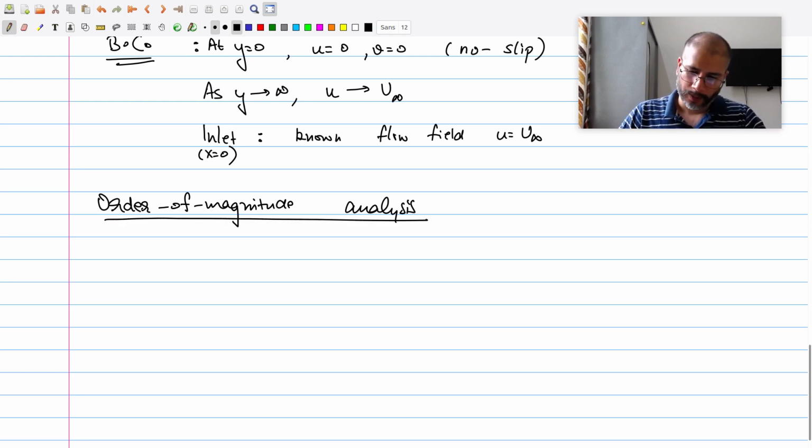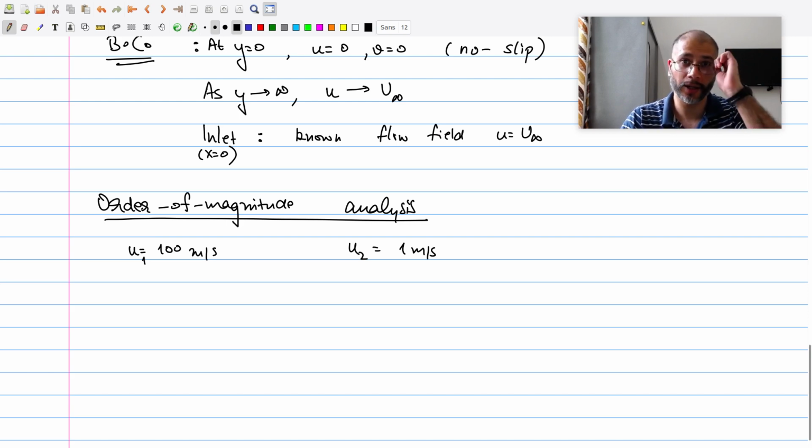Right. So before we start this discussion, let's understand what is the meaning of order of magnitude. For example, if we say that our velocity is 100 meters per second, it's a very high velocity, but that's what we talk about, 100 meters per second, and then we say that some other velocity u2 is 1 meter per second. Okay, so u2 is 2 orders of magnitude less than u1. So that's the typical understanding of the meaning of order of magnitude in a given situation.